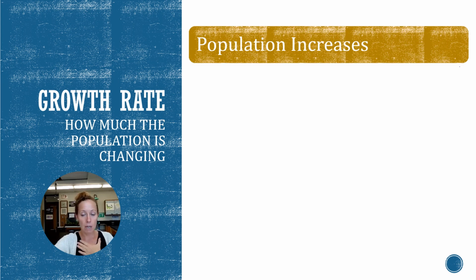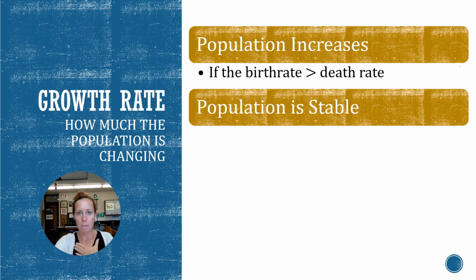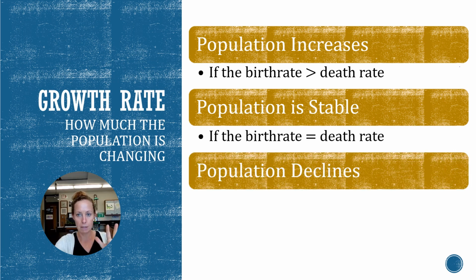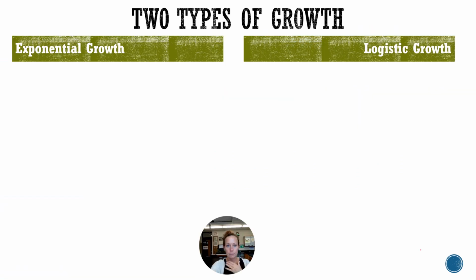Next, growth rate. So to figure out the growth rate, there's some like equations, I guess you could say, but it kind of is common sense. So if birth rate is greater than, remember this is greater than, if birth rate is greater than death rate, the population will increase. If birth rate is equal to death rate, your population will be stable. If your birth rate is less than your death rate, population will decline. That does not account for immigration or emigration. Clearly, that can change a population also.